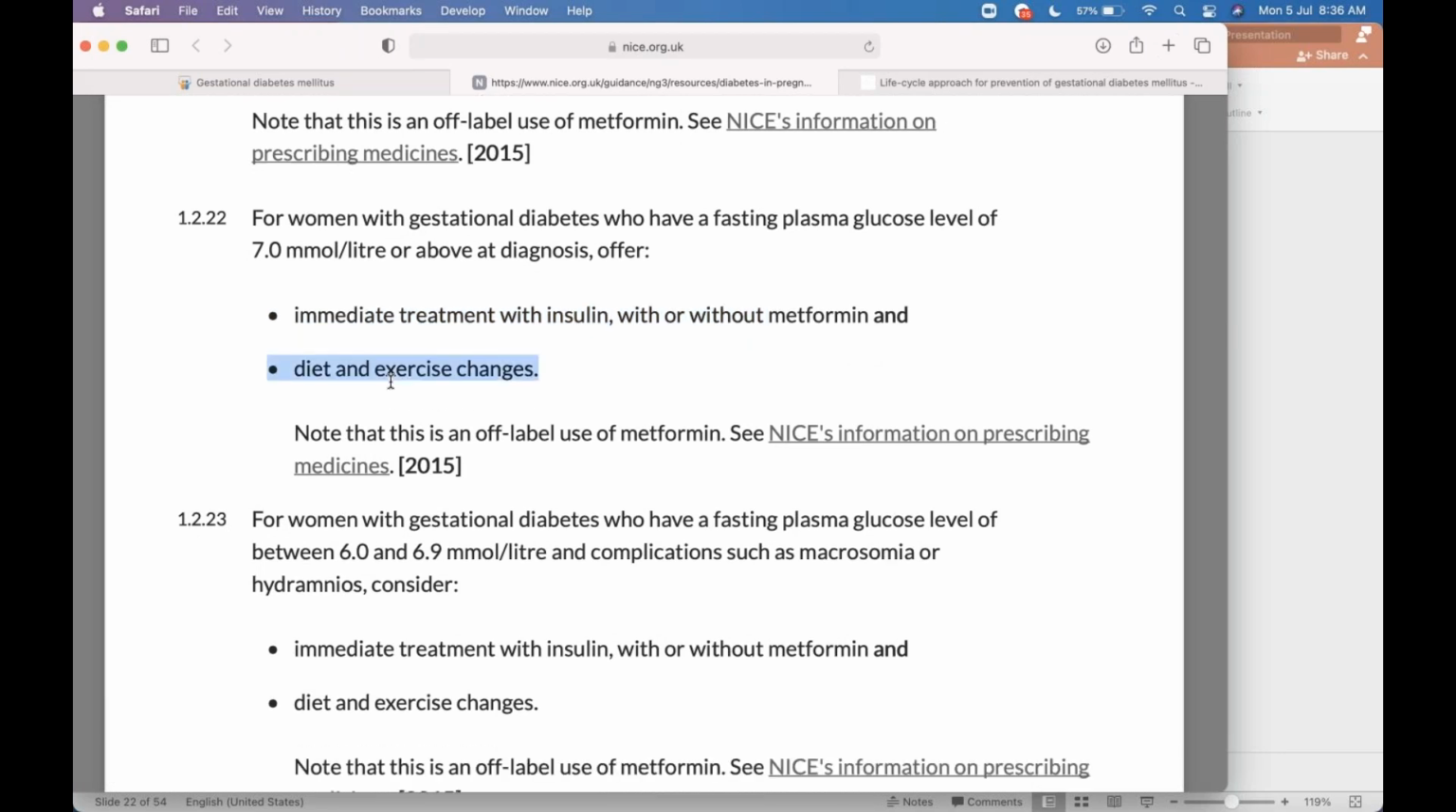You will parallelly start diet and exercise, but you will not wait for diet and exercise changes for 1 to 2 weeks to act. So these are the two differences. This is one big important difference between diagnosing overt diabetes in pregnancy and diagnosing gestational diabetes in pregnancy.